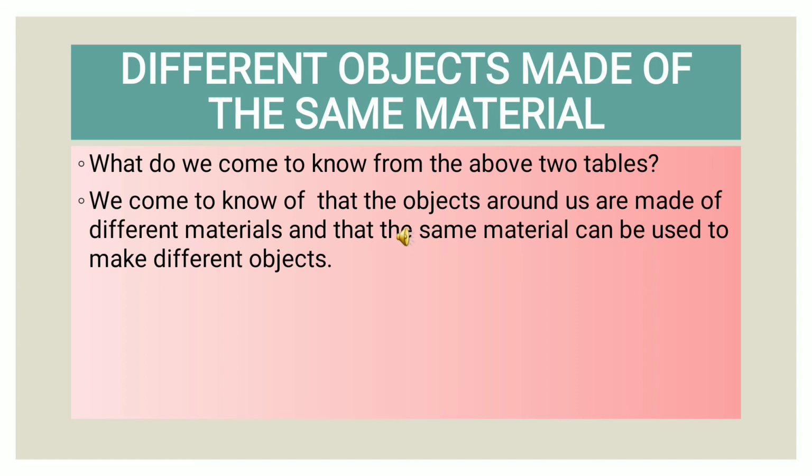Different objects made of the same material. What do you come to know from the above 2 tables? We come to know that objects around us are made of different materials and the same material can be used to make different objects.